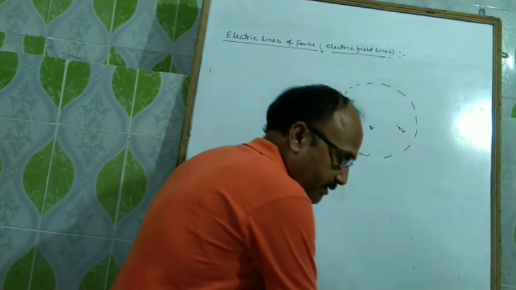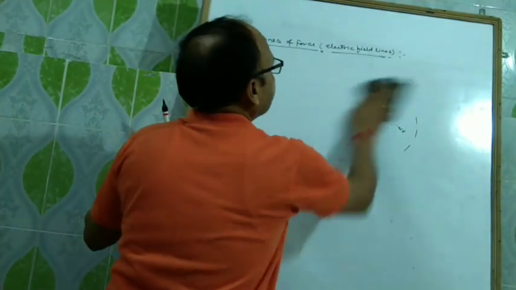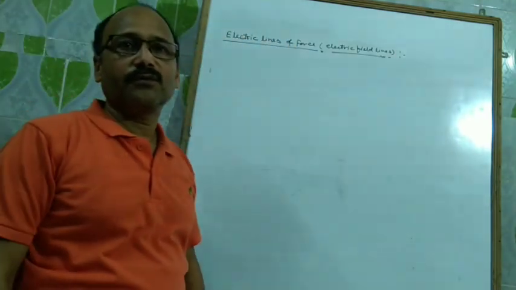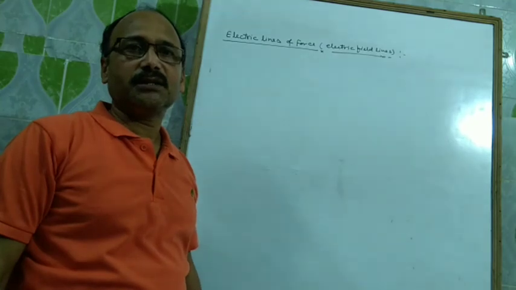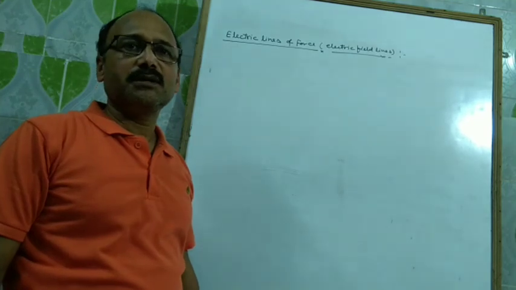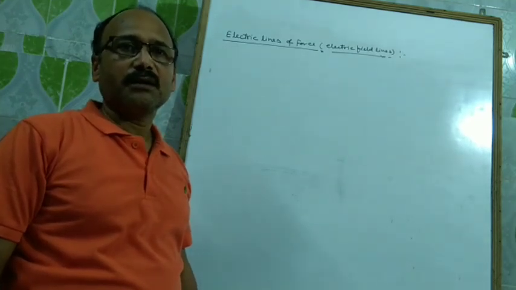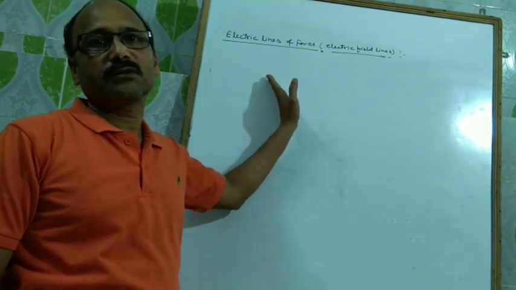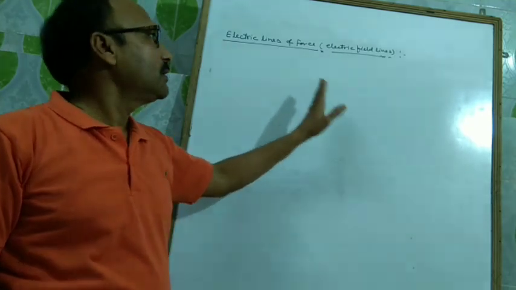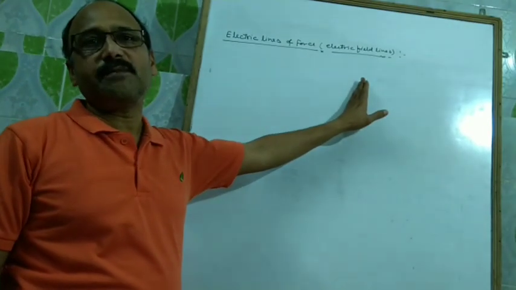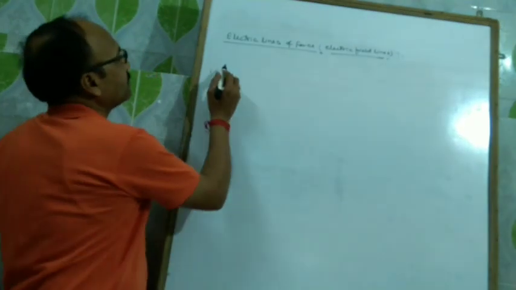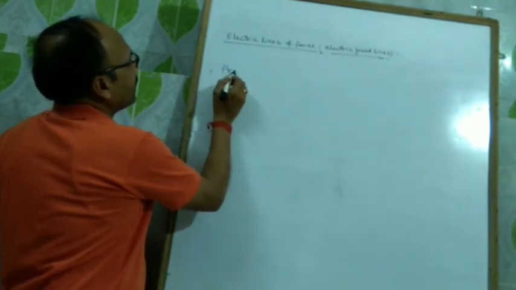So we can define electric lines of force: the path of a positive unit charge in the given field is known as electric lines of force, or electric field line. These electric lines of force are imaginary. Now we have to study the properties of electric lines of force.